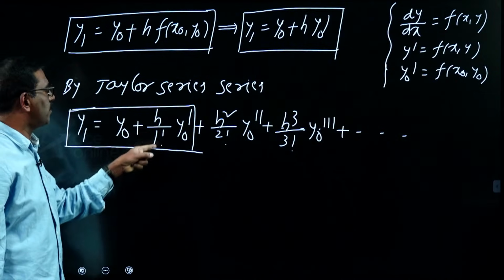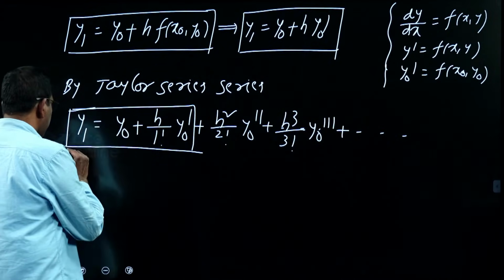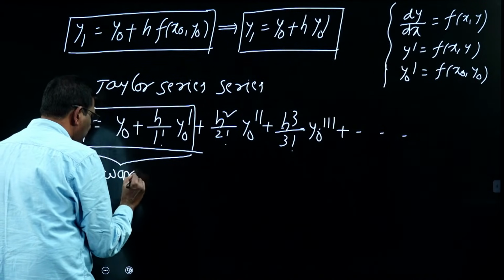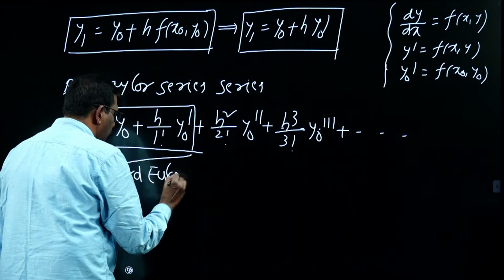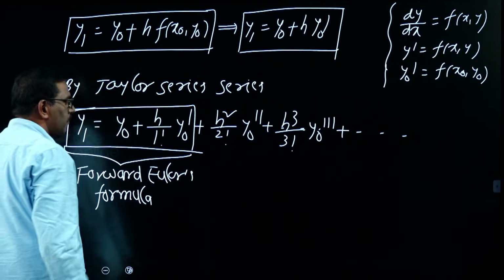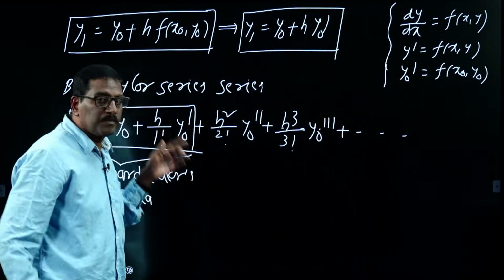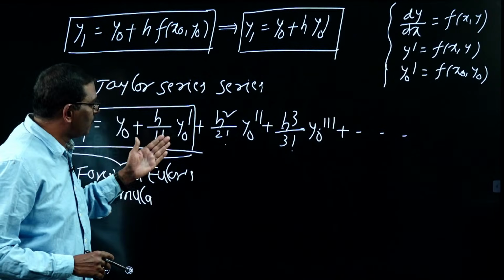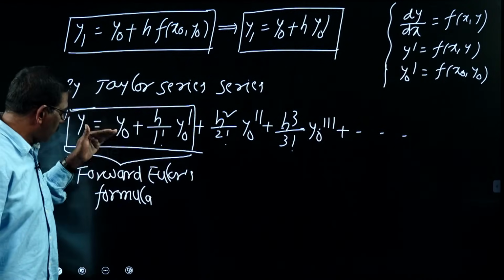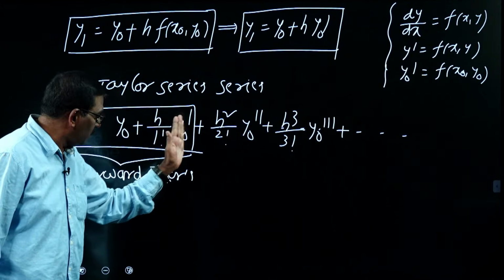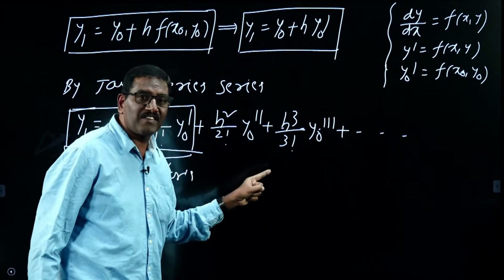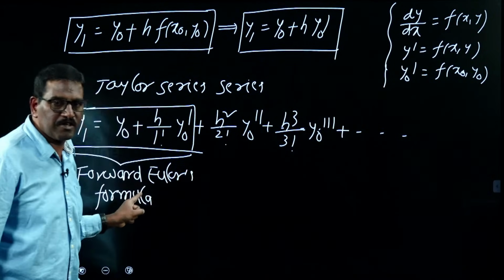y1 is equal to y0 plus h by 1 factorial into y0 dash. What is it? It is the forward Euler's formula, or not? Forward Euler's formula. From here onward, if I solve one problem with the Taylor series, there is a possibility to add a number of terms like this. But if I use the forward Euler's formula, I have to stop here only. From this step onwards, this complete part is the truncated error of forward Euler's method, or not?